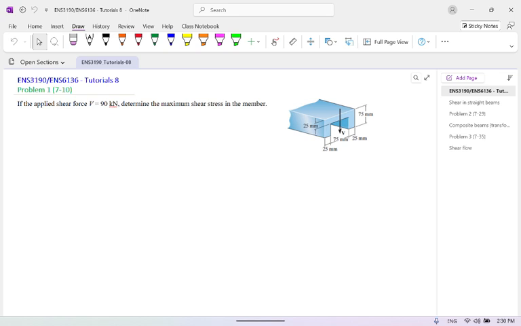This is part four, on transverse shear stress and shear flow. Typically this question is for built-up sections, and some are combined with composite beams. The question itself is not that hard, but the main thing is how we can work out the problem in two ways.